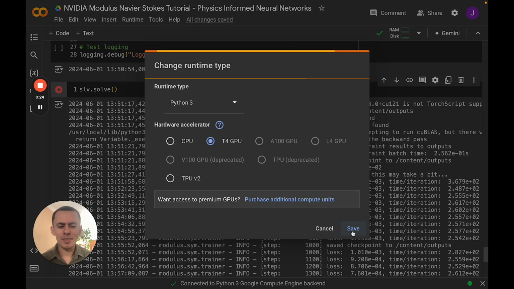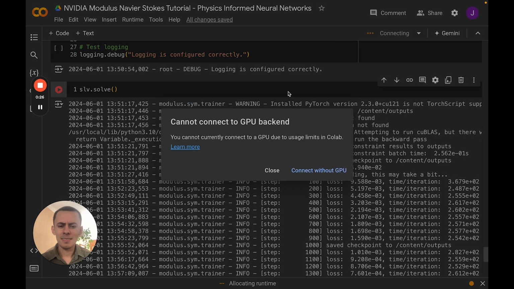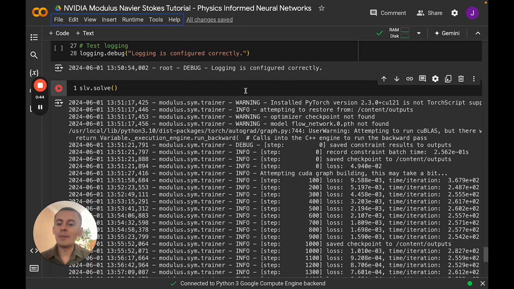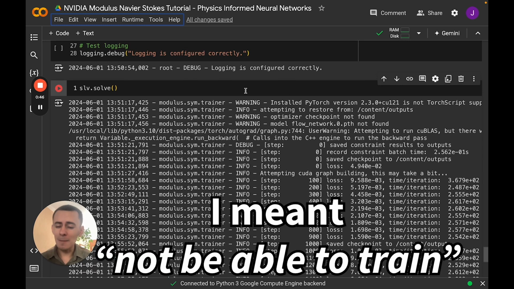Apparently, if I try to connect, it says cannot connect to GPU backend because of usage limits in Colab. So what do? I'm screwed. Wait, no, not really. I'm not screwed. I'm going to connect without a GPU, and I think that I'm going to still be able to load the model. I'm not going to be able to run the model, but that's okay.